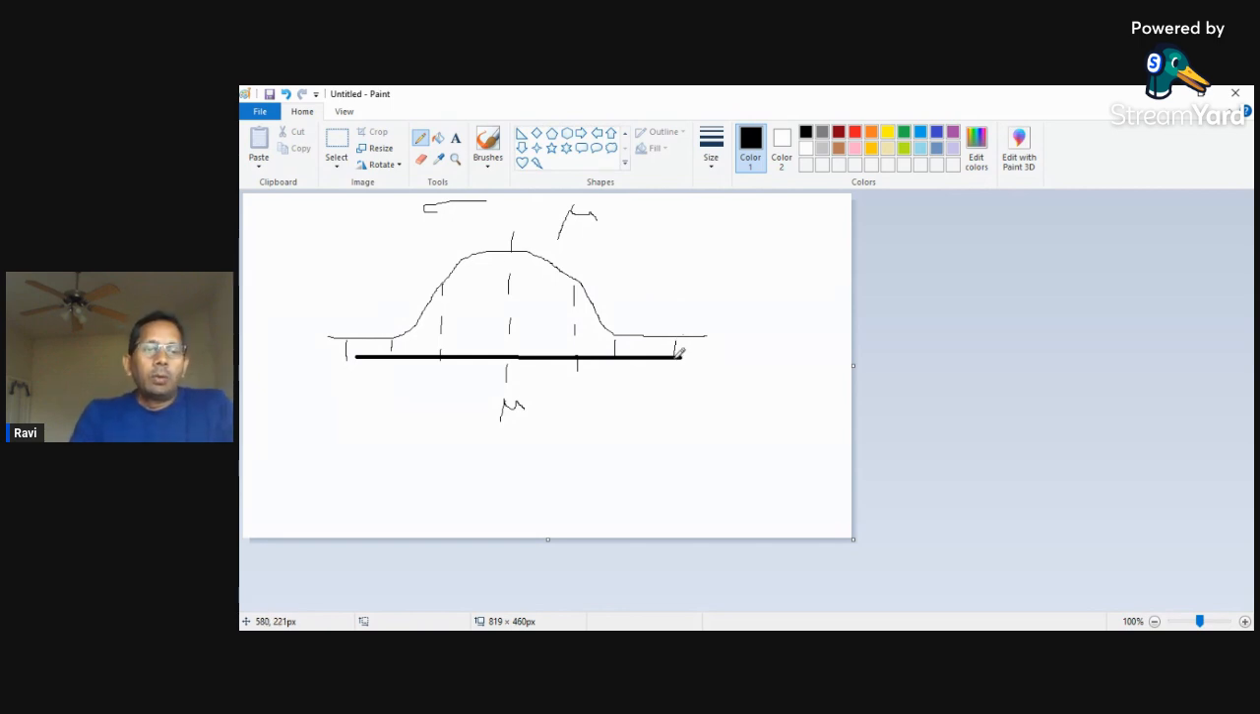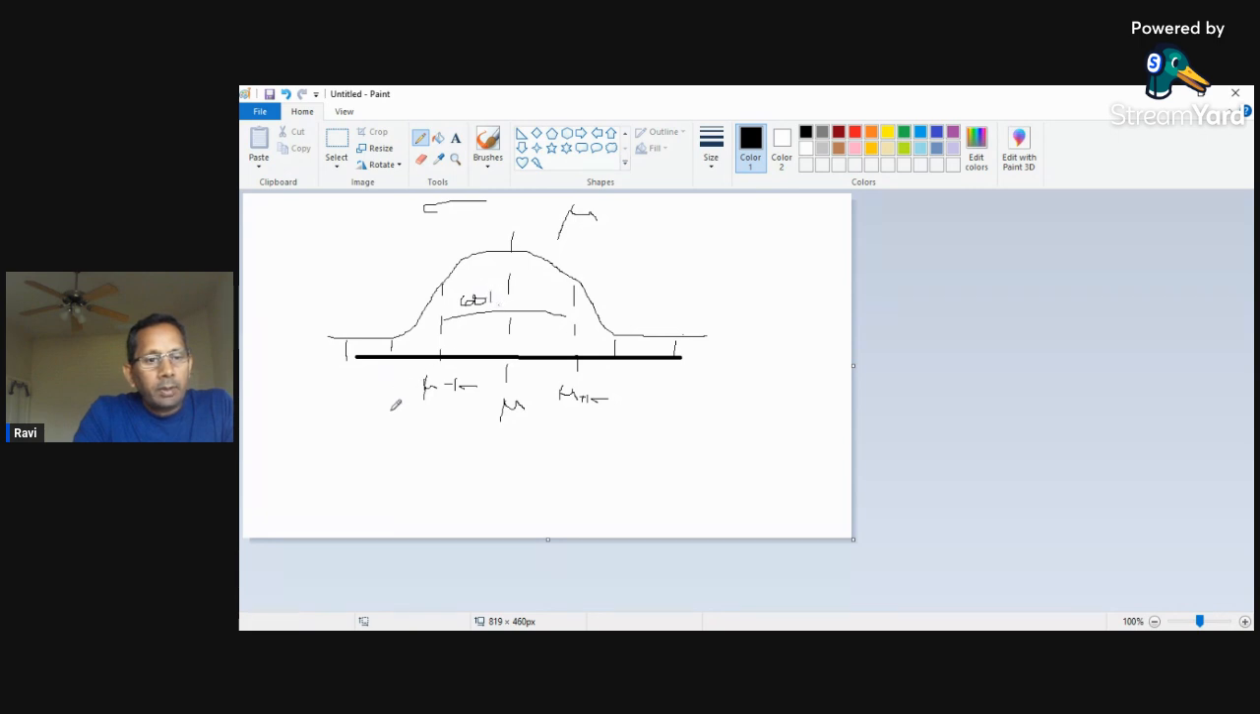So what the empirical rule proves is that if the data is normally distributed, the mean minus one standard deviation, mean plus one standard deviation, covers 68% of the distribution of the data. So this particular rule covers 68%.